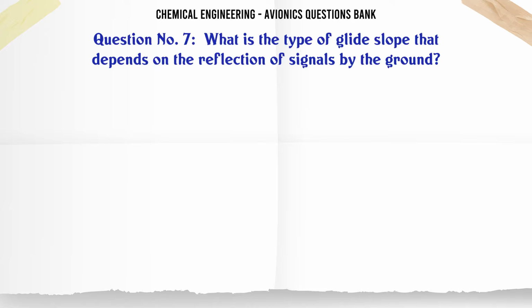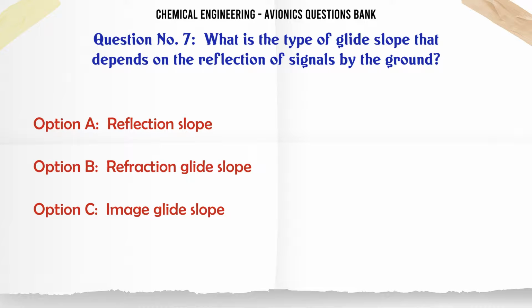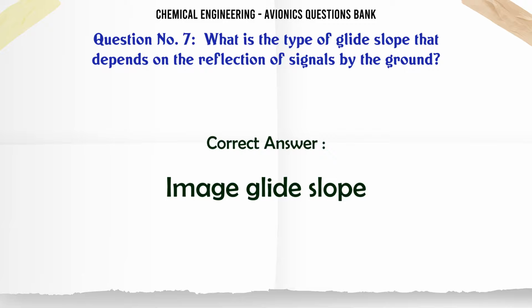What is the type of glide slope that depends on the reflection of signals by the ground? A. Reflection slope. B. Refraction glide slope. C. Image glide slope. D. Direct glide slope. The correct answer is image glide slope.